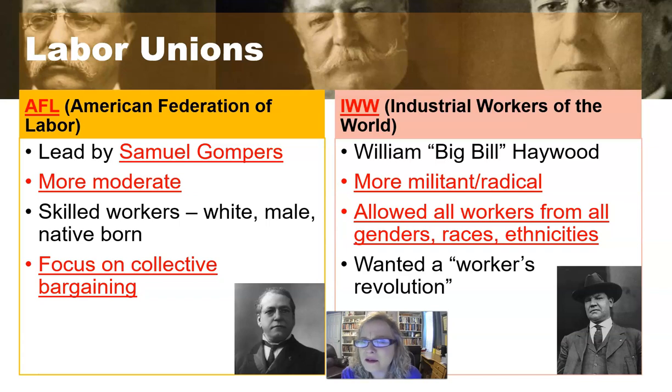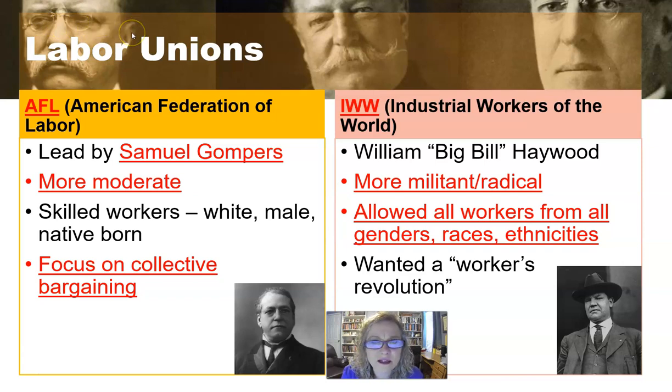They only allowed certain types of people: white, male, native born. The IWW allows everybody in, right? It was very similar to the Knights of Labor that we learned about, much more militant and radical. William Haywood is the one that really runs this. He wants a workers' revolution, and he almost single-handedly runs many, many strikes.